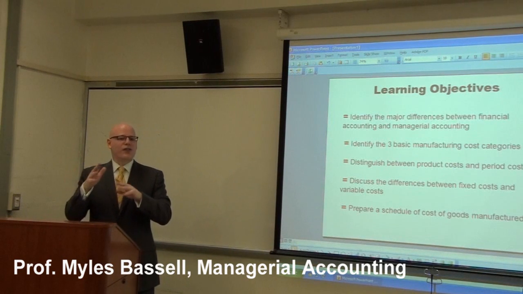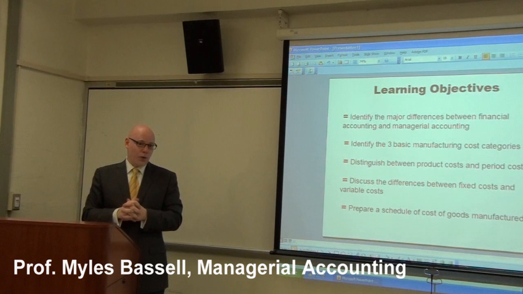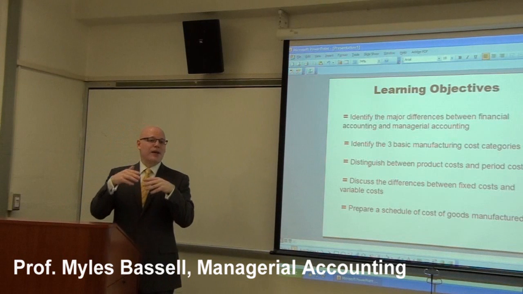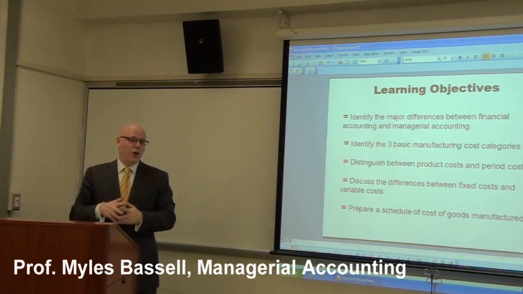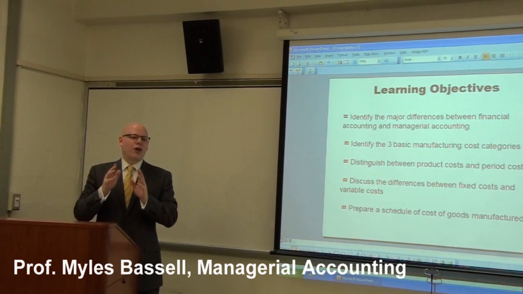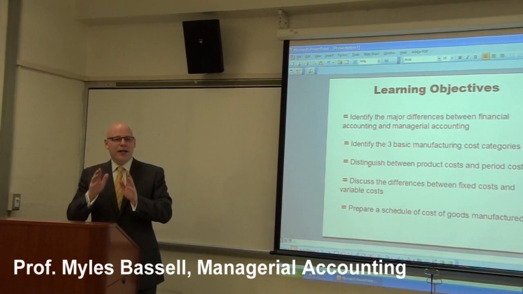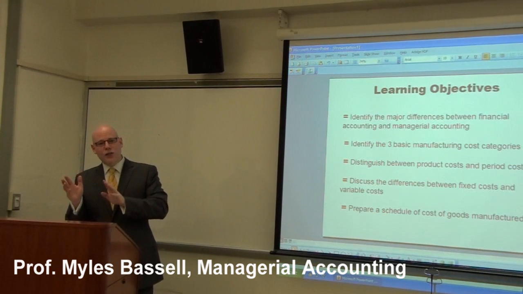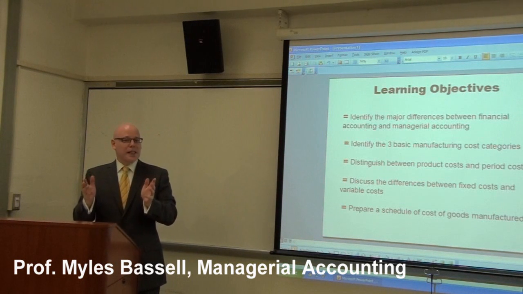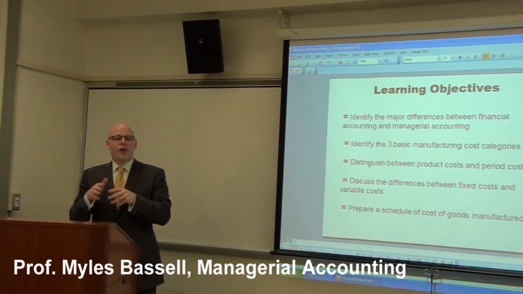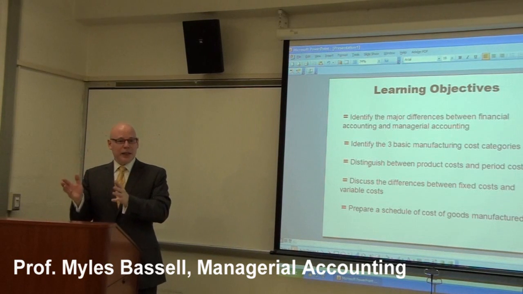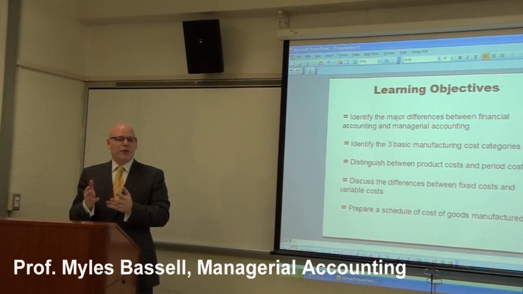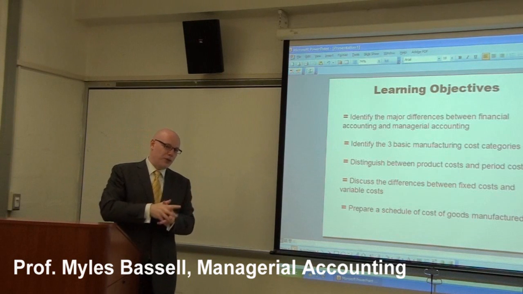Now when we talk about product costs, there's three components to product costs, or manufacturing costs. The first is direct materials, second is direct labor, and third is manufacturing overhead. Manufacturing overhead includes indirect materials and indirect labor. So there's a difference between direct costs and indirect costs. Direct costs, like direct materials or direct labor, are costs that we could trace easily to a specific product. Indirect materials or indirect labor is difficult to trace back to a particular product.